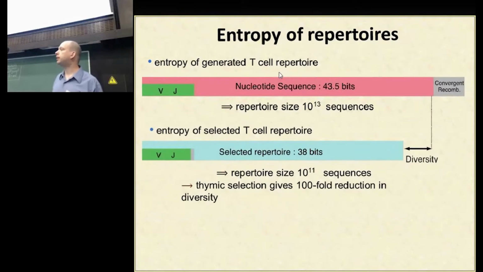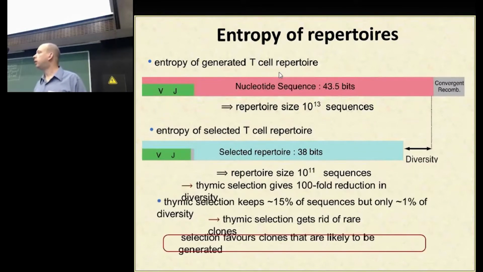We can see it also in T cells. Diversity goes down from 43.5 to 38 bits. It's a tenfold reduction in diversity, while we know that thymic selection keeps 50% of the sequences. So it basically gets rid of rare clones. Clones which are produced during generation, which had a low probability to be generated, actually also have a lower probability to be selected. Selection favors clones which are more likely to be generated.